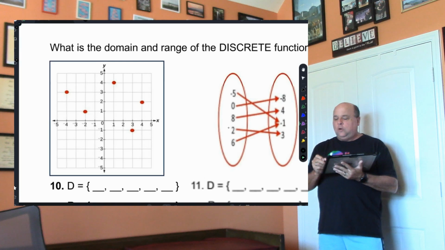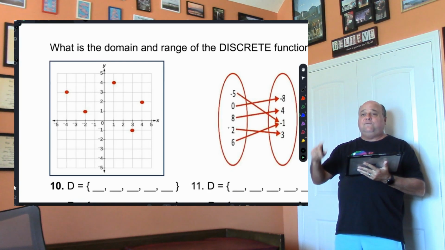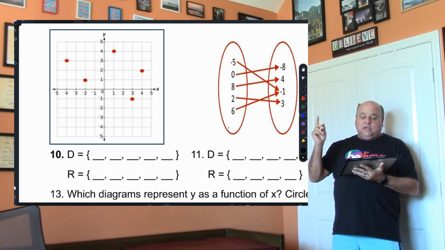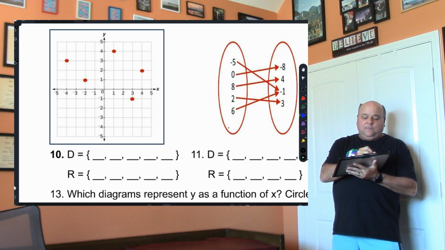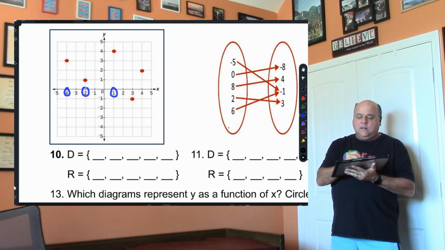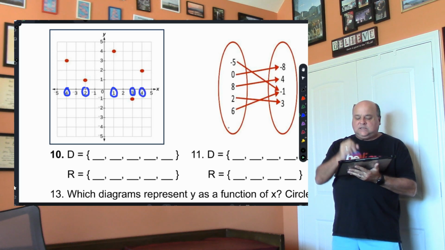Okay, we got to find the domain and range of these. Remember, in a discrete function, the numbers are not connected and they're individual, okay? So y'all watch how I'm going to do this. This domain is right here at -4. This one's at -2. This dot's at 1. This dot's at 3. This dot's at 4.